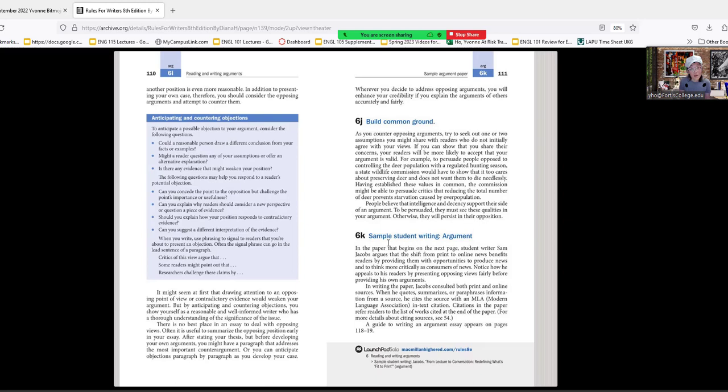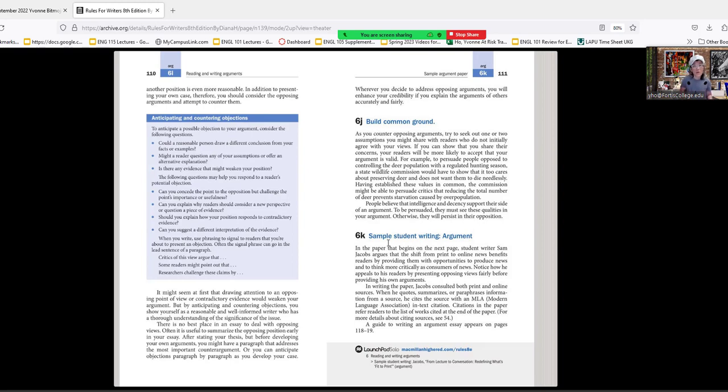Build common ground. As you counter opposing arguments, try to seek out one or two assumptions that you might share with readers who do not initially agree with you. Sometimes it's okay to concede to the other side one or two points to show that you are reasonable and objective. And then sample student writing.